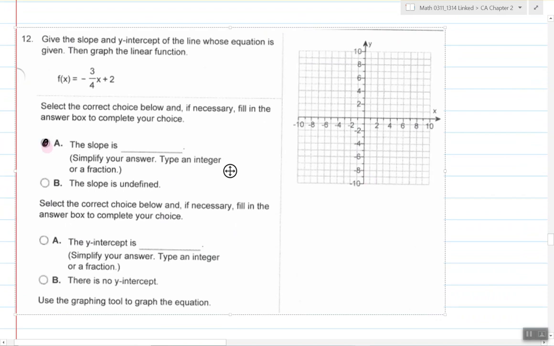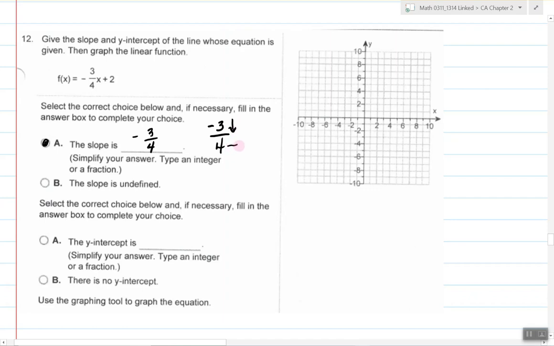What is the slope? The slope is -3/4. Now you'll find that when it's a negative quantity, I attach it to either the top or the bottom, usually the top. And it tells me to go down 3 and right 4. The y-intercept is 2. Click your line tool, then 2 on the y-axis, go down 3, go right 1, 2, 3, 4, and there's your line.